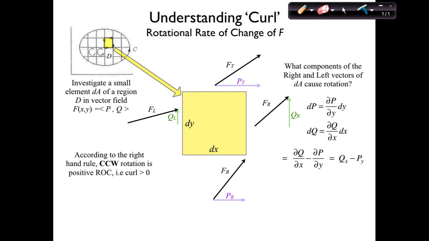That's giving me my rotational rate of change in the xy plane. Okay. Yeah, so you recognize that? Right? So this is what? Rotational rate of change. And if positive is counterclockwise, then we want q_x minus p_y. And that's the curl of f. That's the curl of f.